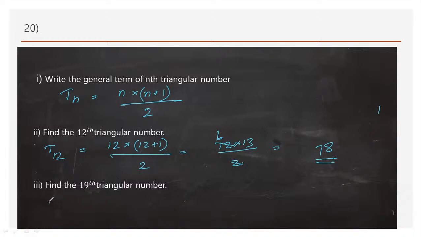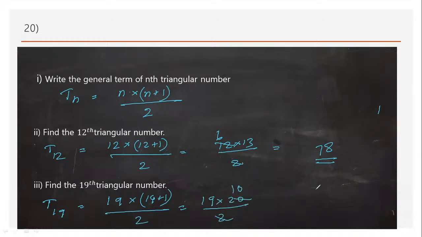Right. T19 equals 19 into 19 plus 1 divided by 2. It means 19 into 20 divided by 2. 10 times 19, 190. Next question, question number 21.